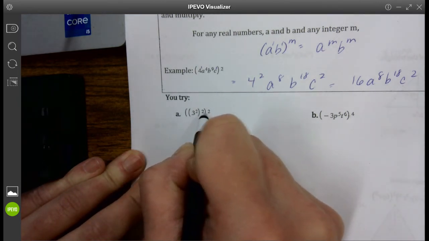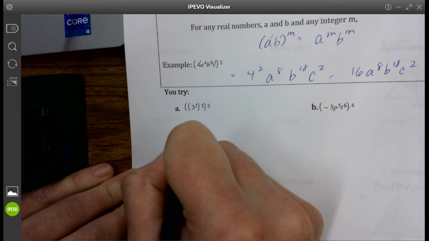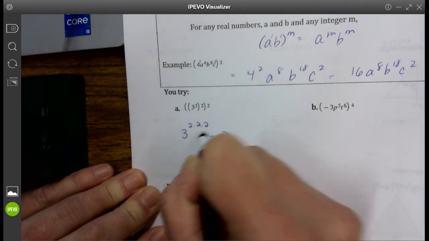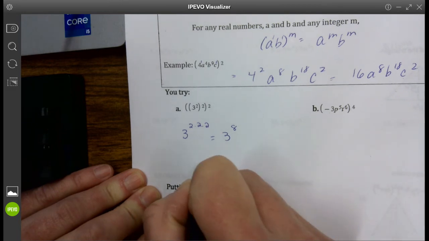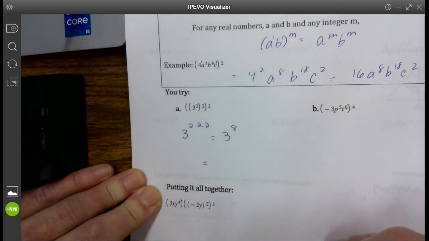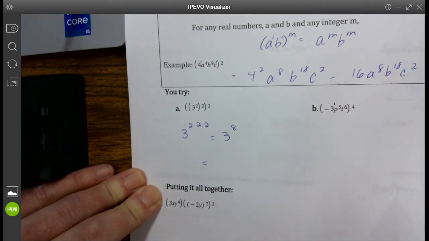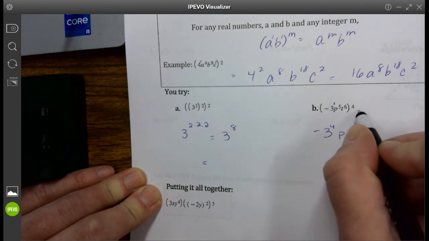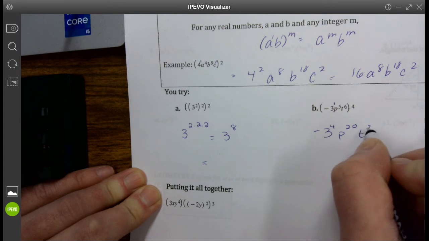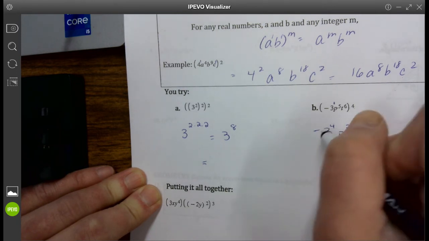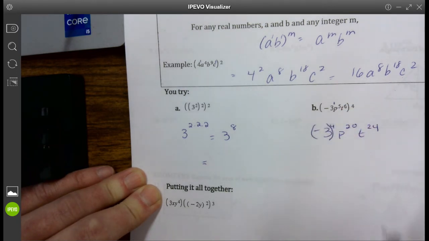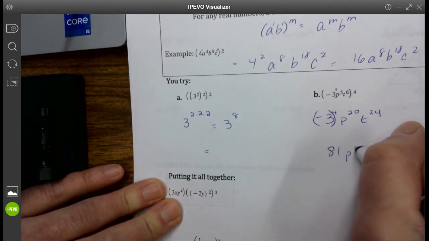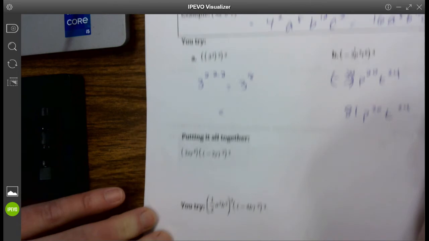3 to the second to the second to the second is 3 to the 2 times 2 times 2, 3 to the 8th. And then you simplify whatever 3 to the 8th is. I'm going to hurry up before kids get here. This is negative 3 to the 4th, p to the 20th, and t to the 24th. Be careful. This is negative 3 to the 4th, so it's going to become a positive 81, p to the 20th, t to the 24th.